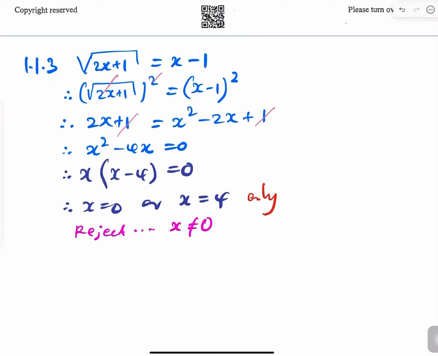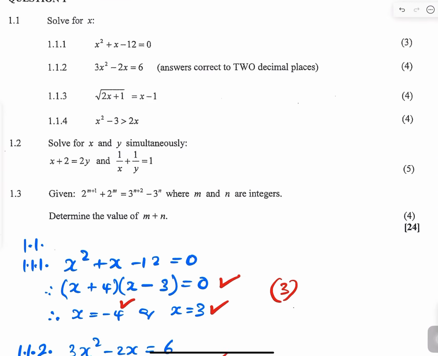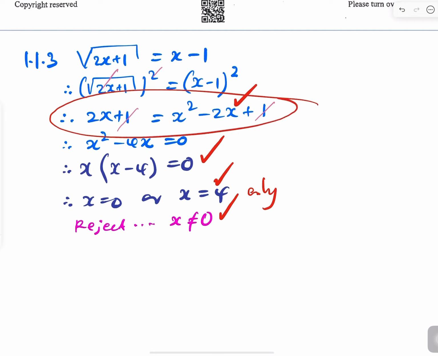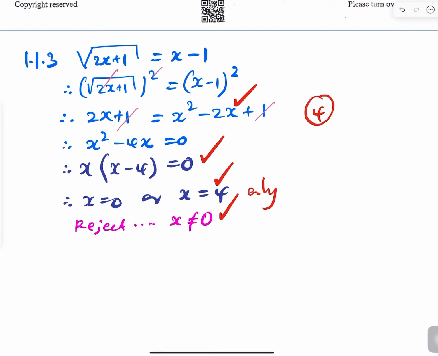So that is also 4 marks. Let's check where you're going to get the marks. Of course, you're going to get the mark for that one, and being able to reject, the conclusion for rejection is really important, and the correct factors, and being able to square both sides, and you have that expression there. It's going to give you 4 marks.